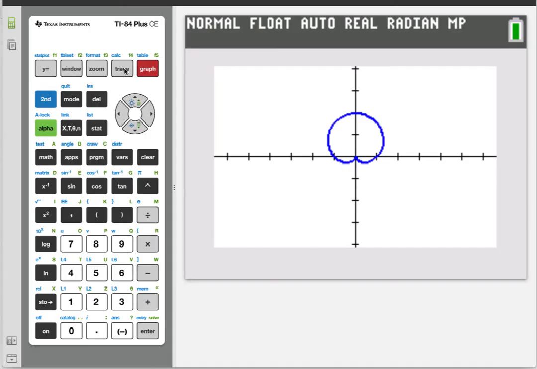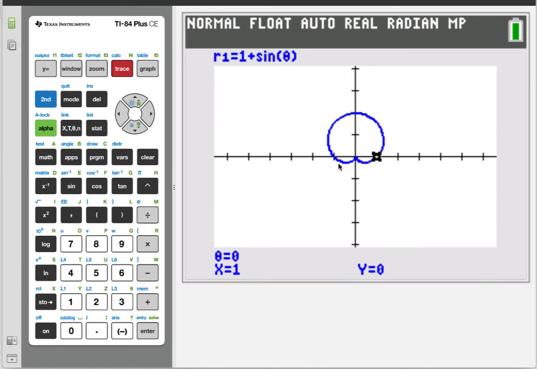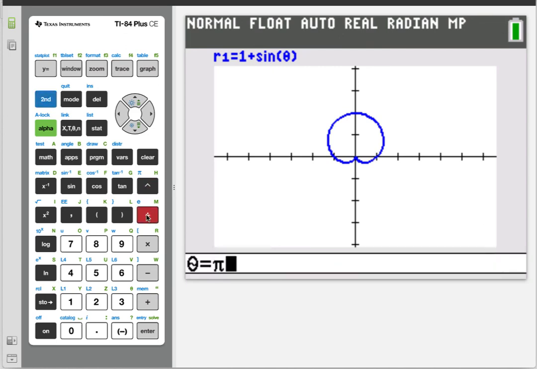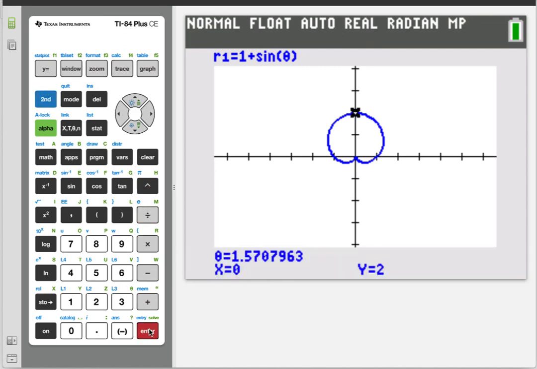So I'm bringing my calculator back up. I'm going to hit trace, and the first value we found was pi over 2. Then we can see here's theta equals 0. Theta equals pi over 2 should be along here, which makes sense, but let's go ahead and trace and do second pi divided by 2 and hit enter, and there is that one value. And then the next value we had was theta equals 3 pi over 2.